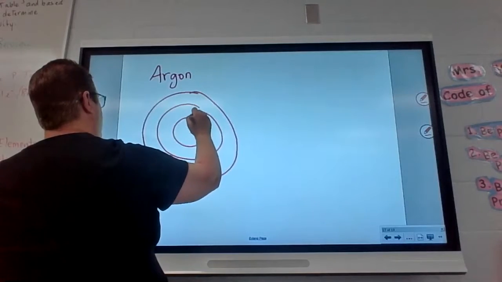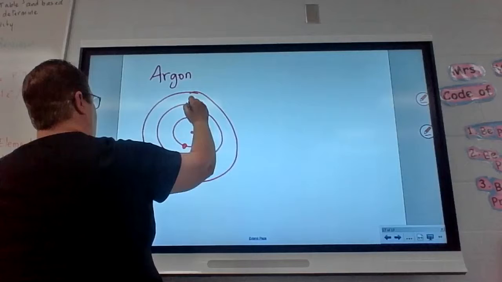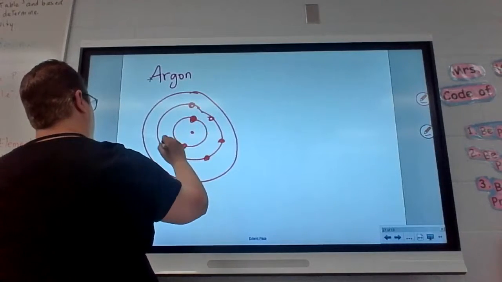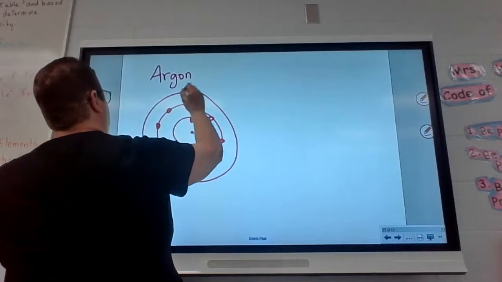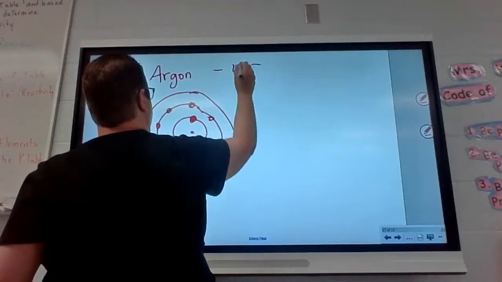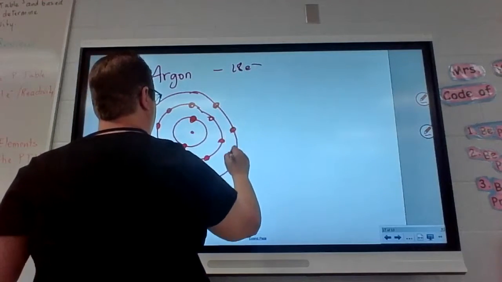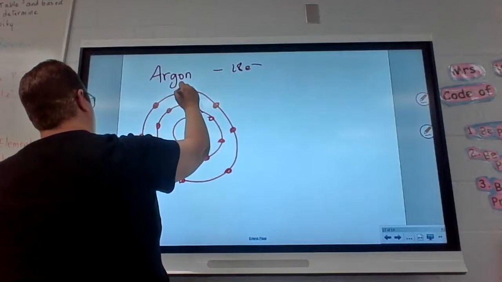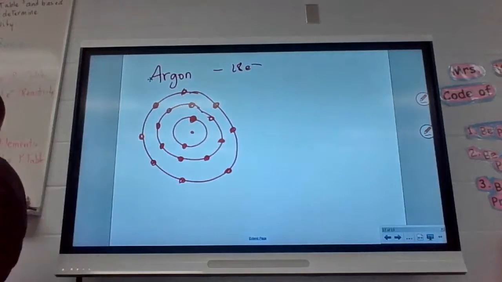So argon has 2 on the first ring, 8 on the second ring. It has 18 electrons. All right, so how many electrons are on the third ring?